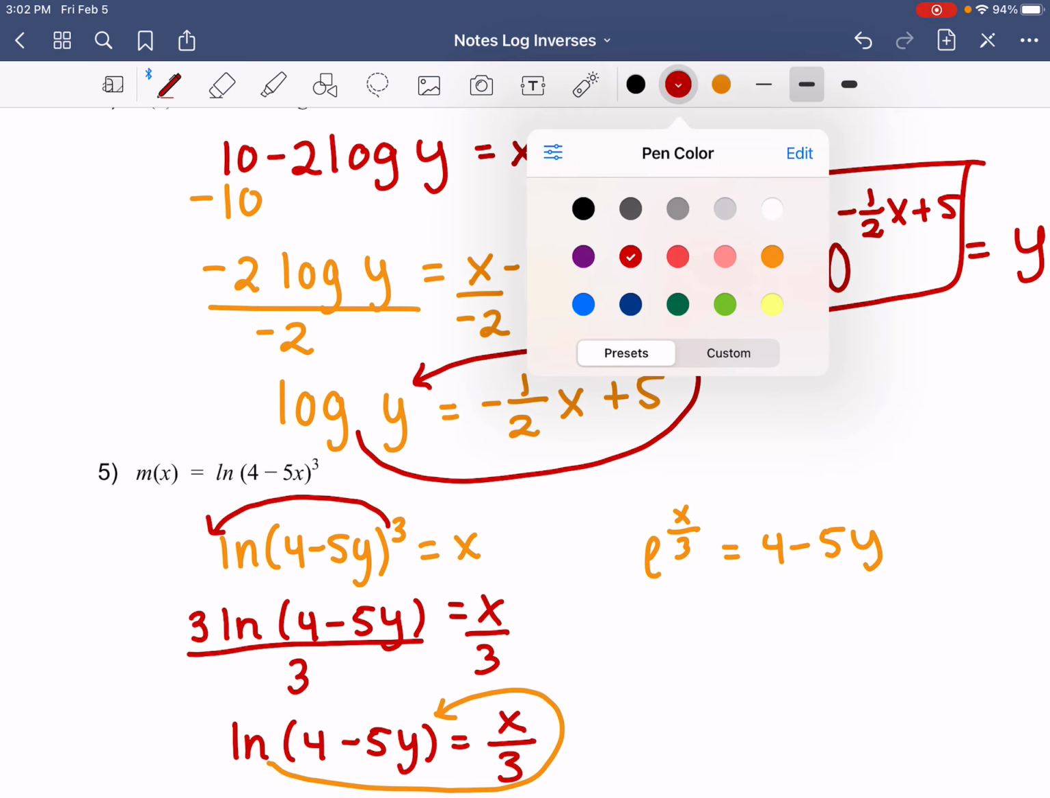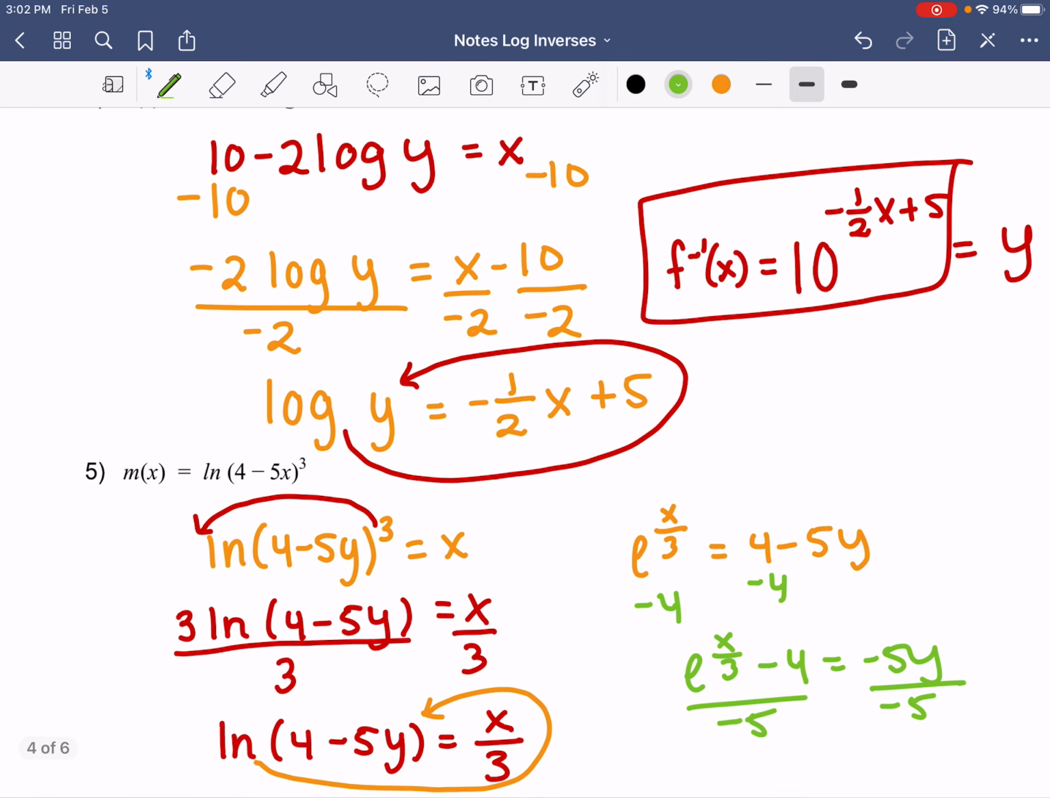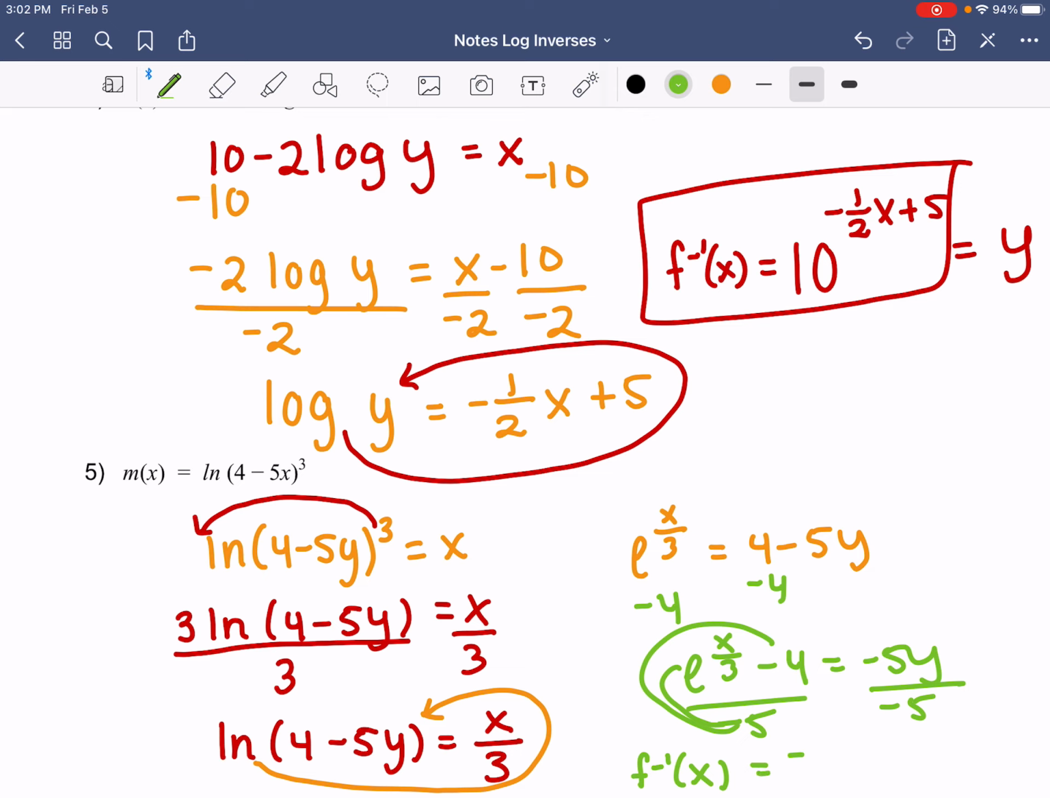So to solve for y, I'm going to go ahead and subtract 4 on both sides. So I get e to the power of x over 3 minus 4 equals negative 5y. And then I would divide both sides by negative 5. Neither of these can be evenly divided by 5, so I'm just going to go ahead and write it as one big fraction. Since there's 2 negatives though, we want to distribute the bottom negative to the top, so we're going to distribute it. So it becomes negative e to the power of x over 3 plus 4 all over 5.